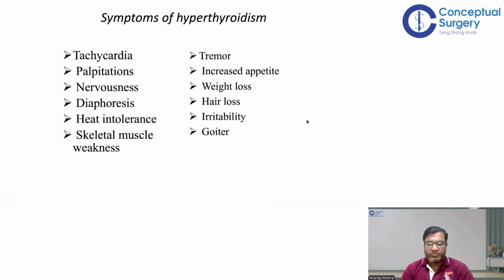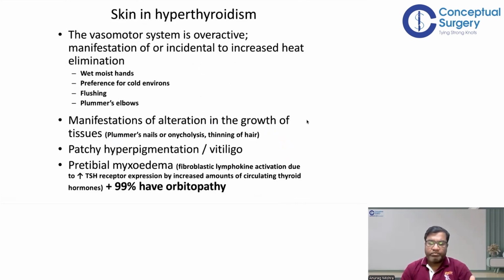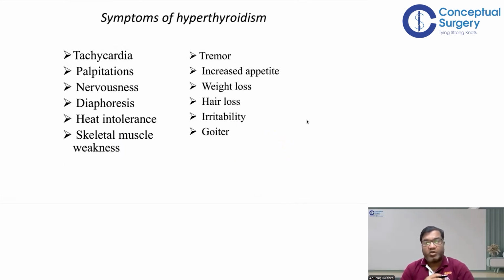So these were the various things of thyroid disease, how we examine with the various signs, various eye signs we have talked about, and tachycardias. Now, at the last, we'll just enumerate signs of hyperthyroidism, which are tachycardia, palpitation, nervousness, diaphoresis, heat intolerance, skeletal muscle weakness, tremors, increased appetite, weight loss, hair loss, irritability, and goiter.